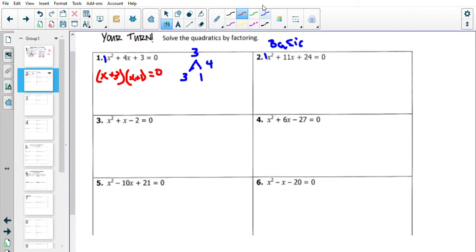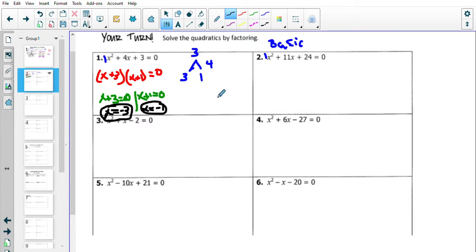And now I can take each one of my terms, take the x plus 3, set that equal to 0. And then take the x plus 1, set that equal to 0. And then I solve both of them, right? I subtract the 3 on both sides. That gives me an x equals -3. And then I subtract the 1 on both sides, and that gives me an x is equal to -1. So those are my 2 solutions there, -3 and -1.